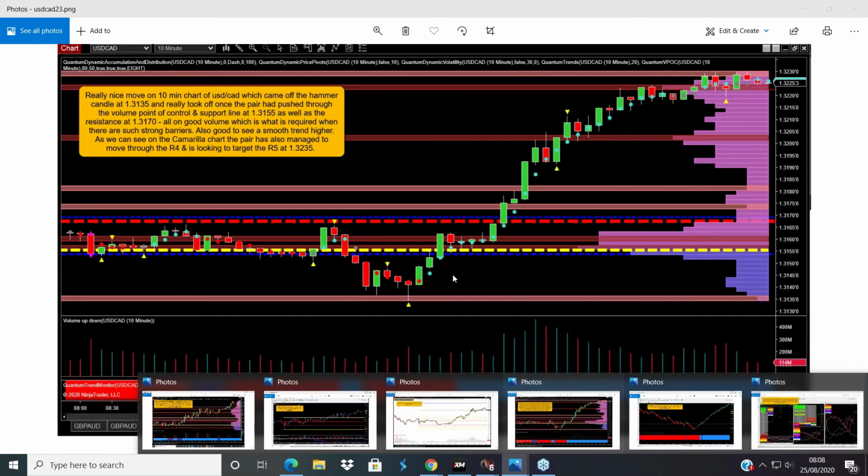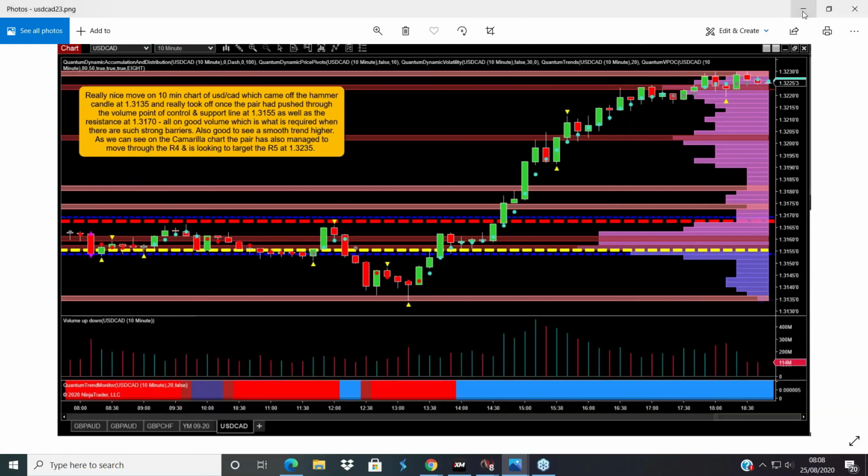But if you understand what you're looking at in terms of trend, in terms of session, in terms of support and resistance, both volume and price based, it should help you take some better entries, as it were, in whatever trade is coming along. Right, I'm just going to stop there.